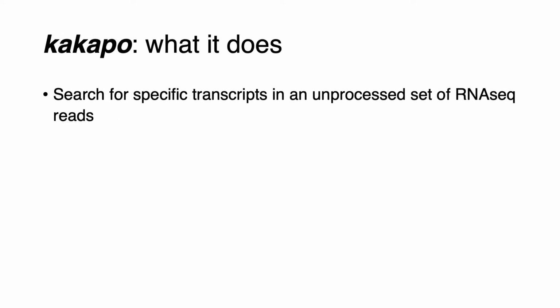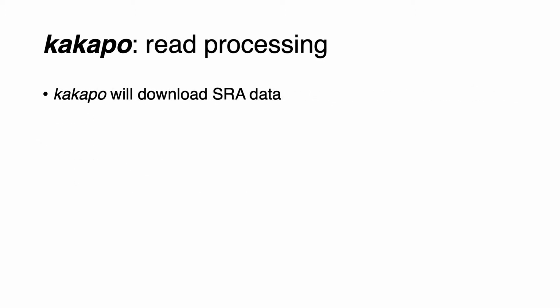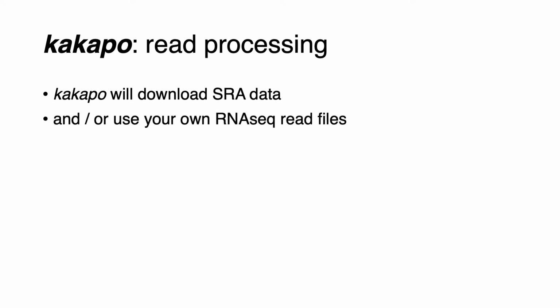Kakapo simplifies finding one or more transcripts of interest in an unprocessed set of RNA-seq reads. However, if you have an assembled set of transcripts, you can use those as well. The pipeline requires two types of input: one or more RNA-seq datasets, and the description of one or more protein sequences you are interested in. This is done by modifying two template configuration files provided with Kakapo.